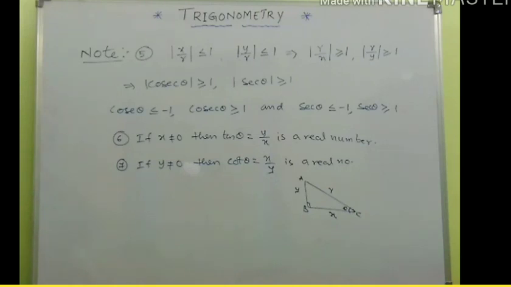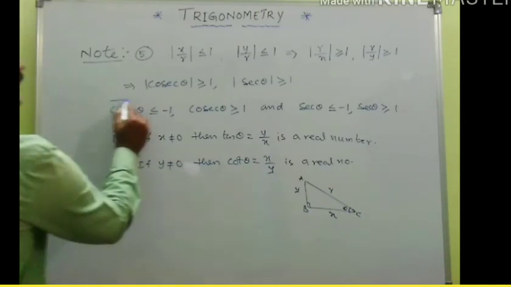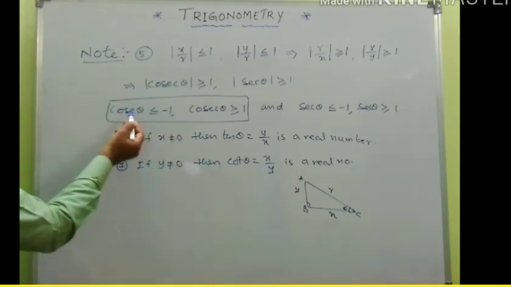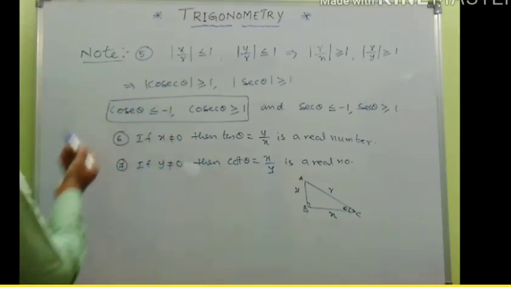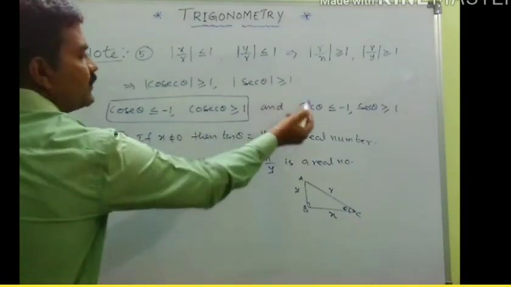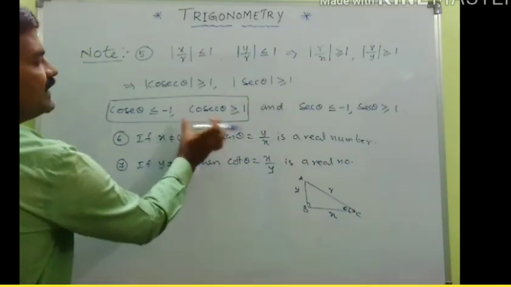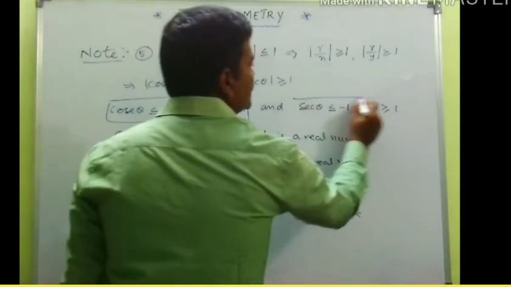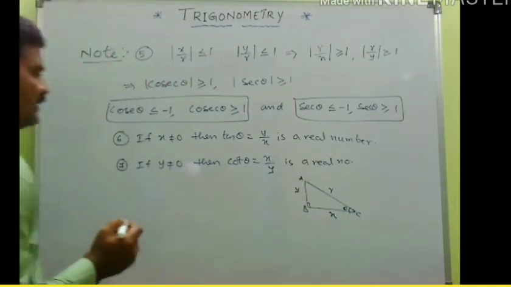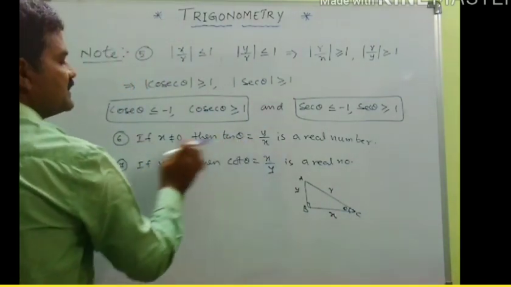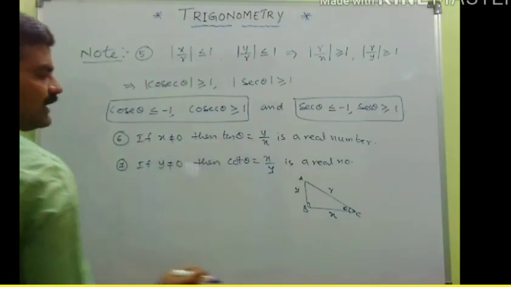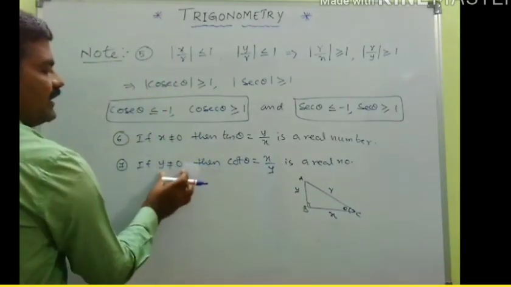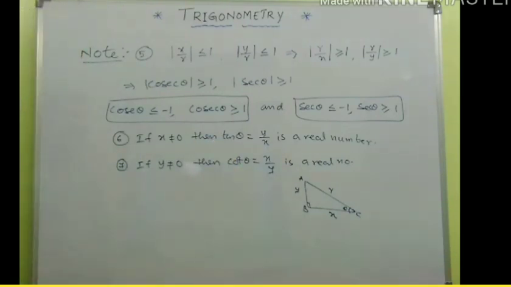Based on this concept, we are going to observe these things. Please see that this is the range of cosecant theta. For any value of theta, the cosecant function will be either less than or equal to -1 or greater than or equal to 1. In between -1 and 1, it does not exist. Similarly, secant theta also. And tan theta exists when x is not equal to 0, I mean, this side is not equal to 0. And cot theta exists when y is not equal to 0.